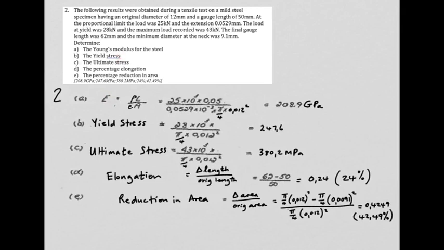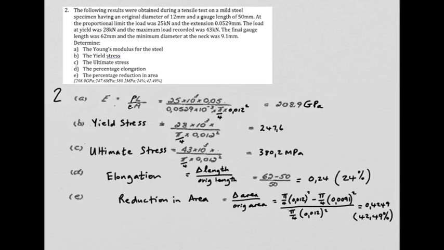Second one is the yield stress. Now remember, stress is load over area, so if we can find the yield load, which was given, and we divide it by the area of the specimen, we are in business. That should, of course, say 247.6 megapascals. The units must go over there.